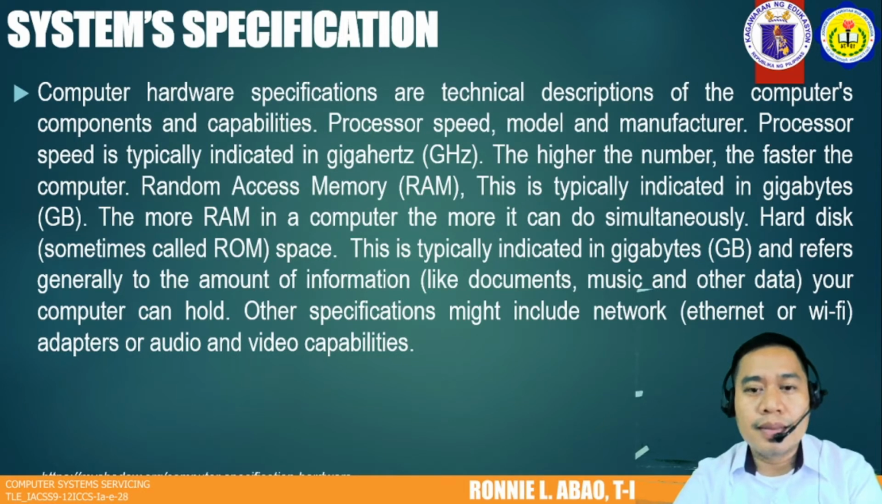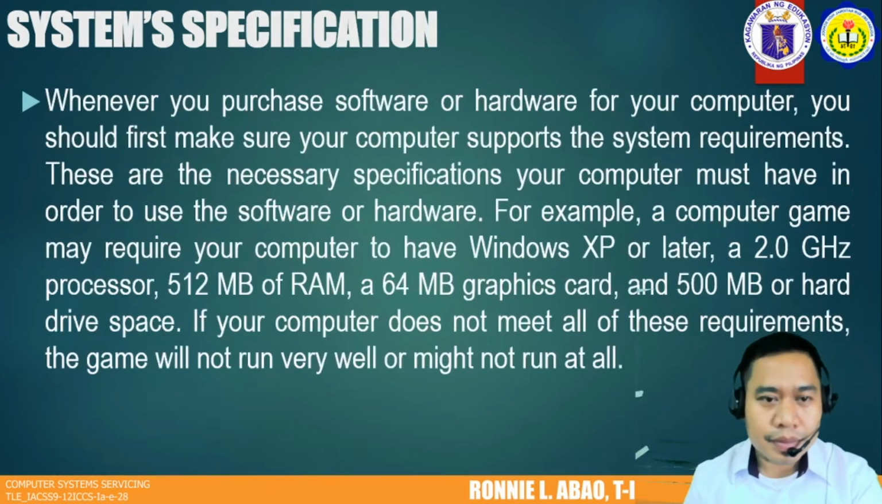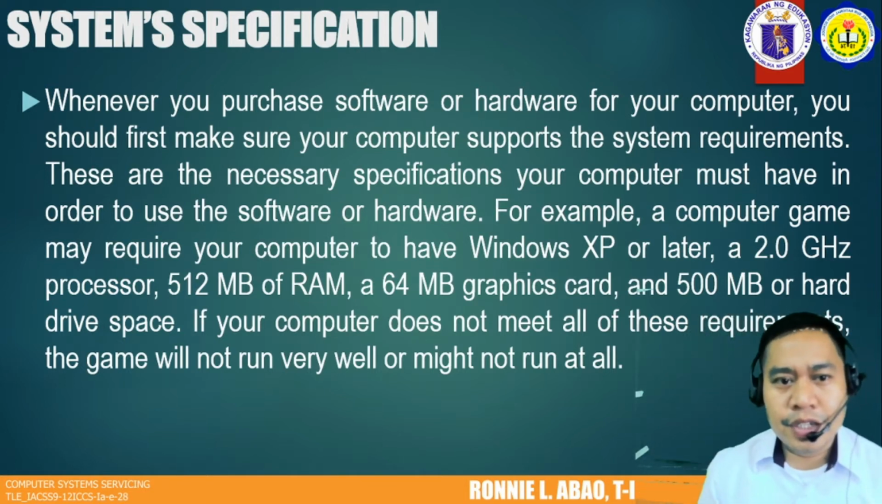Yan lang. Kung ang computer mo is Core i3, meron siyang 4 gig na memory, meron siyang 500 gigabytes na capacity in your storage, that is your system's specification. So if someone is asking about your computer system specification, your answer is the capacity of your processor, how much your memory is, the allocation of your hard drive.